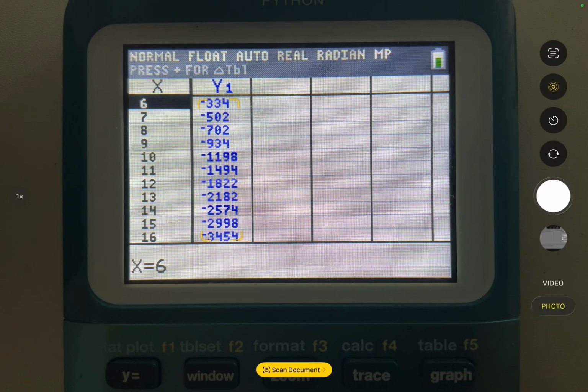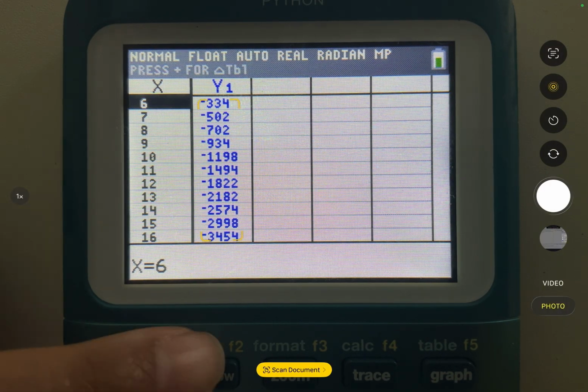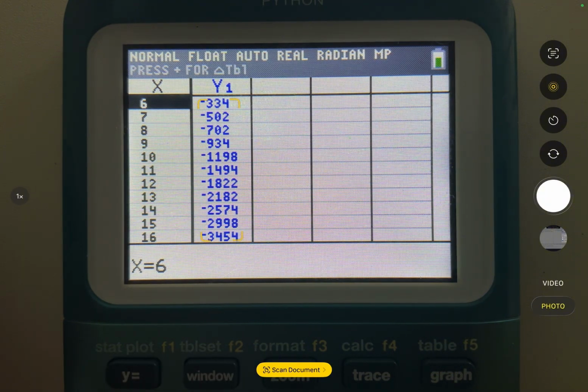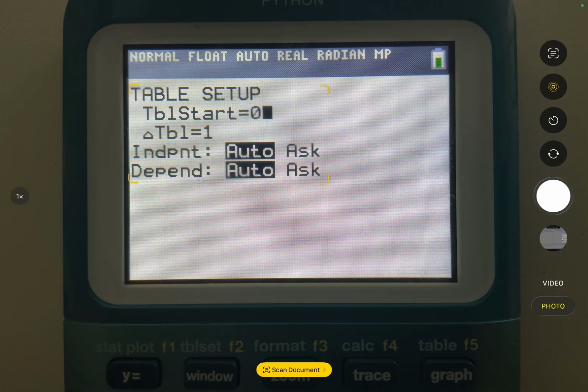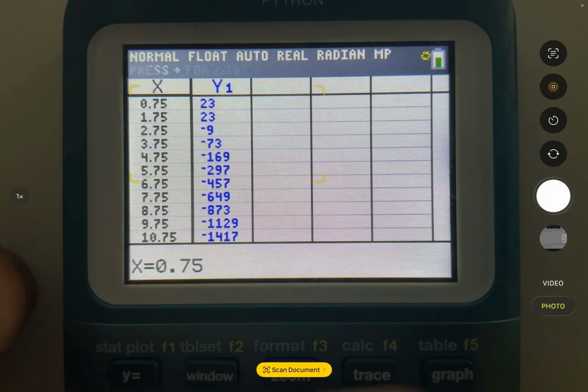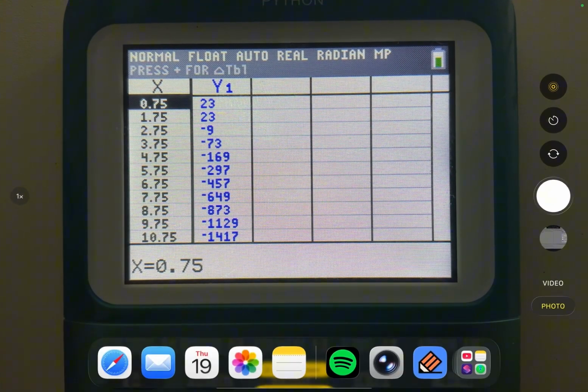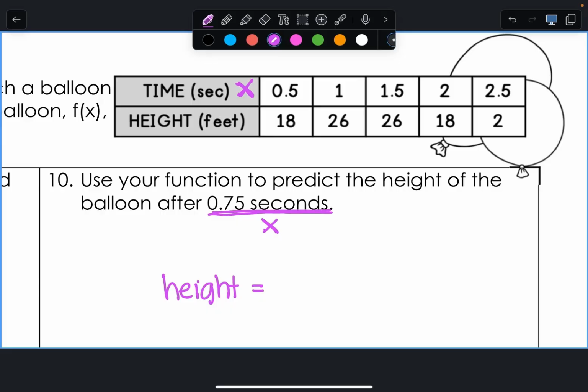Second window. Window is that button that's right next to y equals. So second window, put 0.75, then go back to the table. You don't have to press enter or anything. Put 0.75, second graph. What do you get as your y value? 23. So if you need to find an x value really fast, this works. It doesn't work with y values, just an x value.